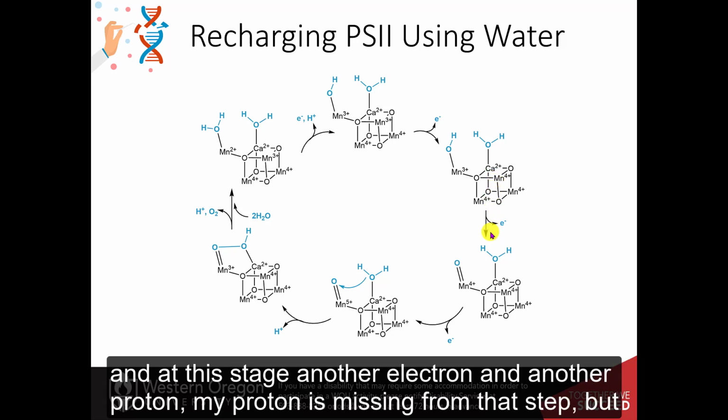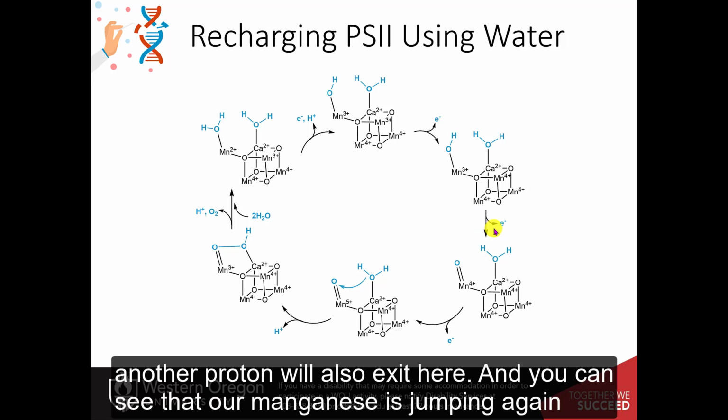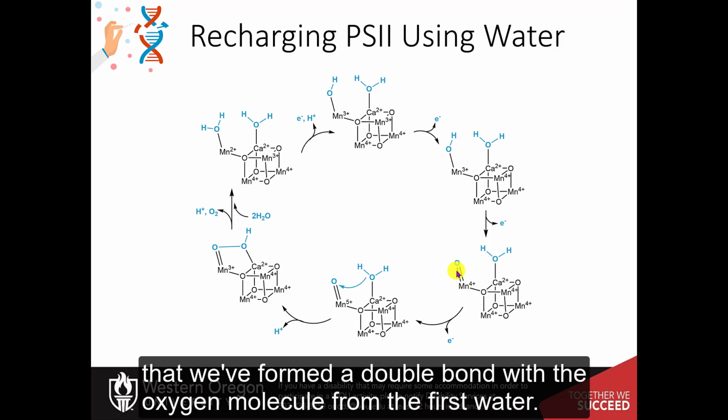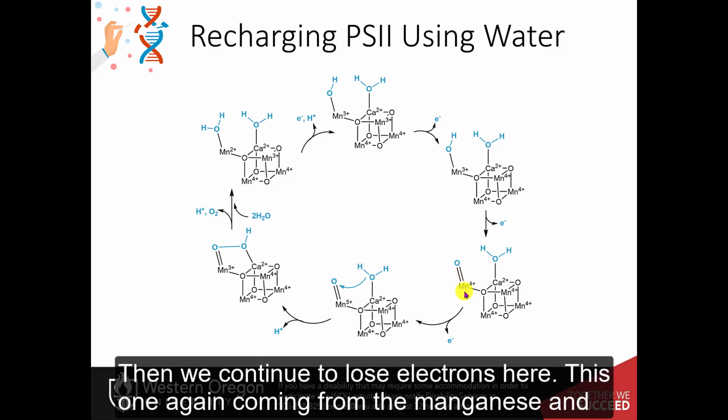And at this stage, another electron and another proton will also exit here. And you can see that our manganese is jumping again from a +3 to a +4 state. We've lost that other proton, and you can see that we formed a double bond with the oxygen molecule from the first water. Then we continue to lose electrons here.